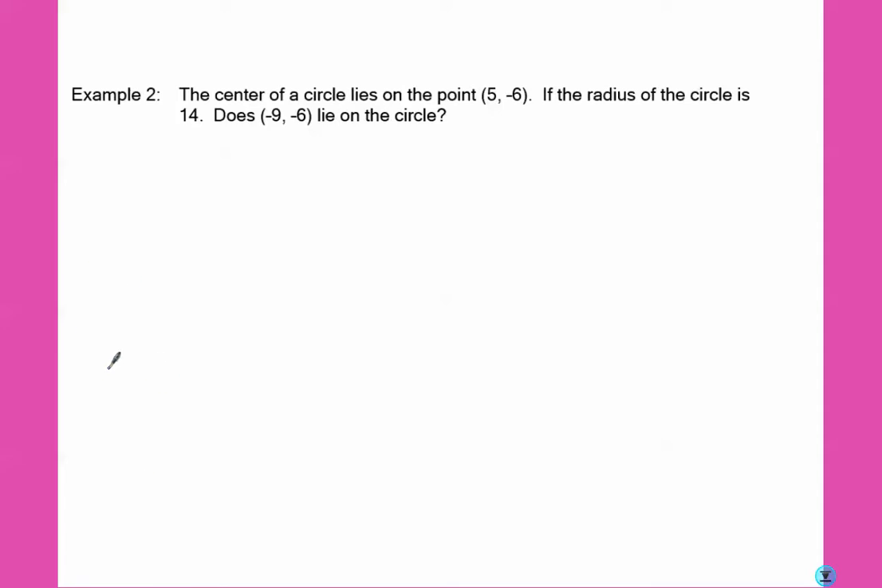Example number 2. The center of a circle lies on the point 5, negative 6. If the radius of the circle is 14, does negative 9, negative 6 lie on the circle? So the first thing we're going to do is write an equation for this circle. So it would be x minus h, which is 5, squared plus y minus k, so minus negative 6 would become plus 6 squared equals the radius squared. 14 squared is 196. So I'm going to rewrite this.